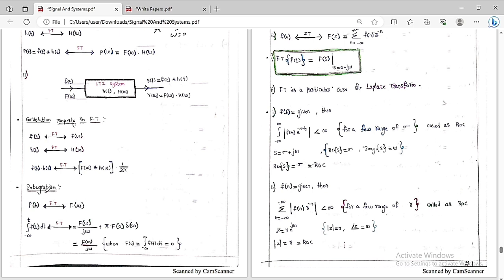So now the next thing is the integration property that we are going to learn. For f of t, if the Fourier transform is F of omega, then what is the Fourier transform of the integration of the signal f of t? What is the integration of the signal f of t?